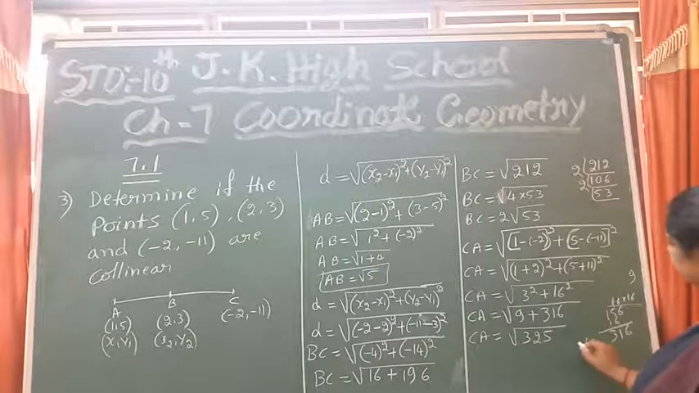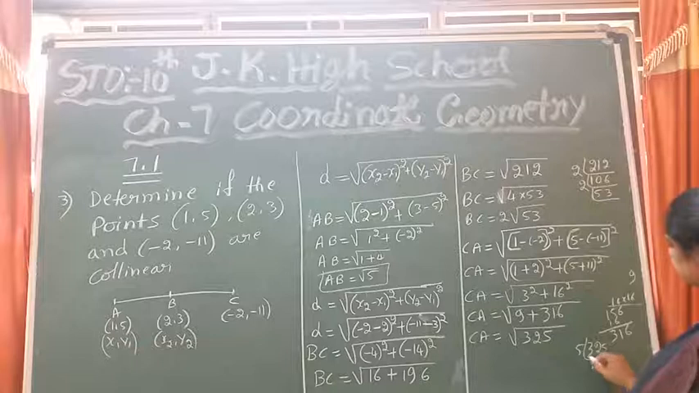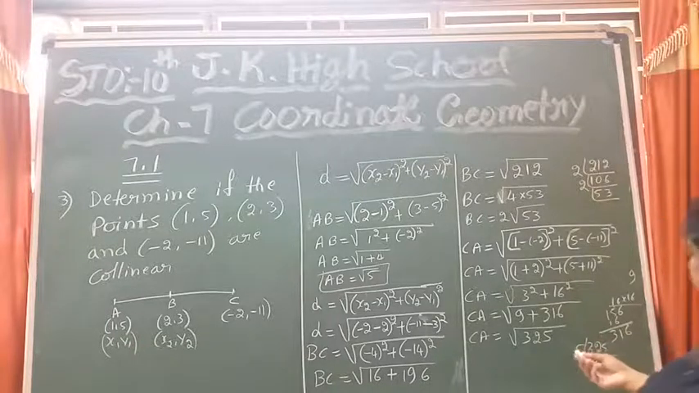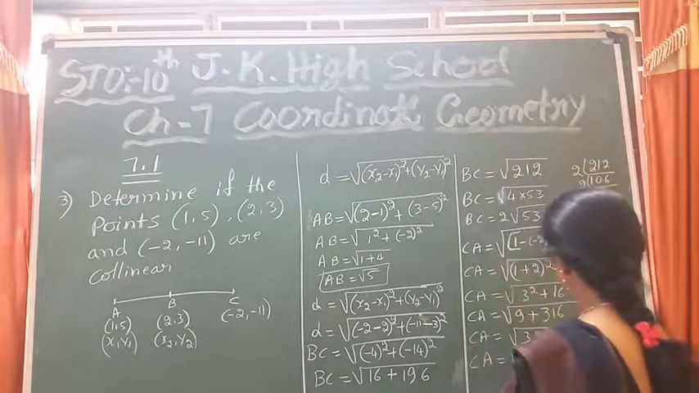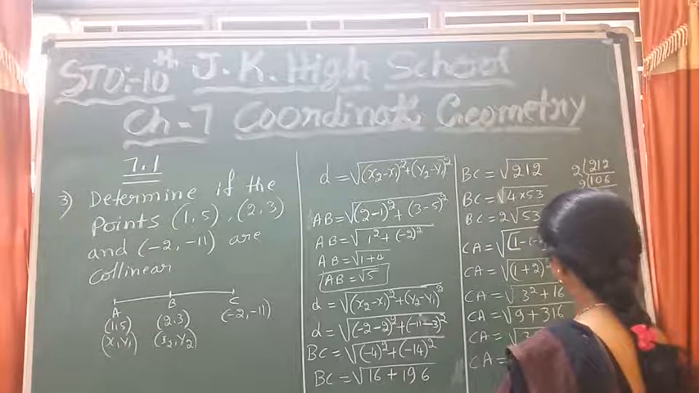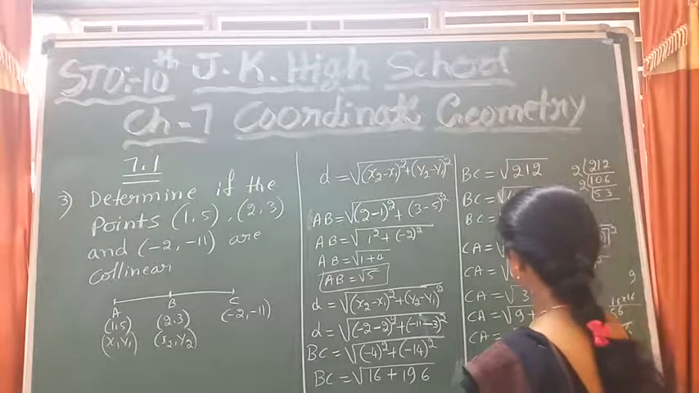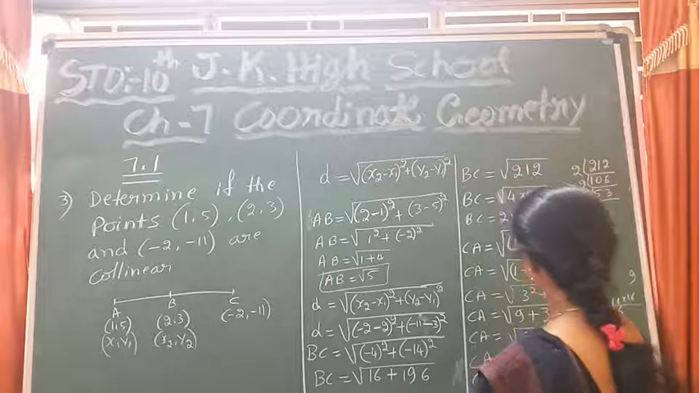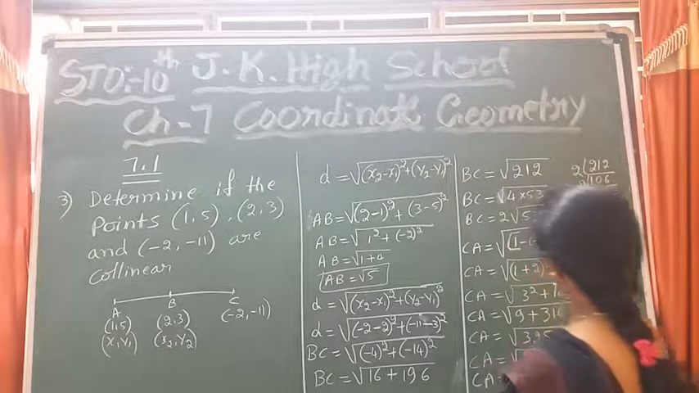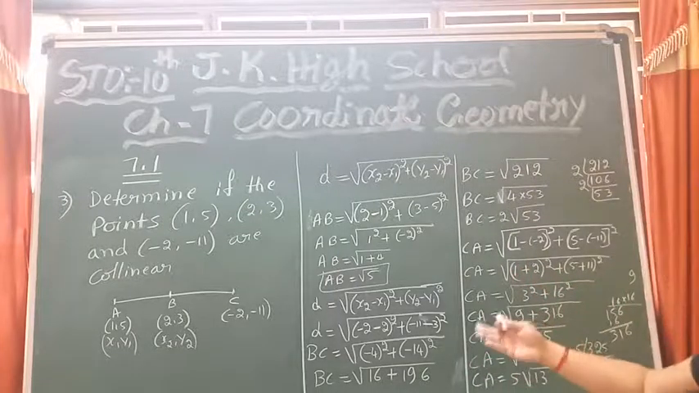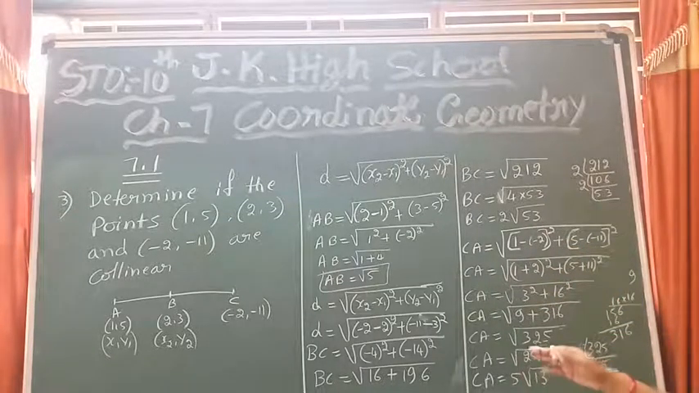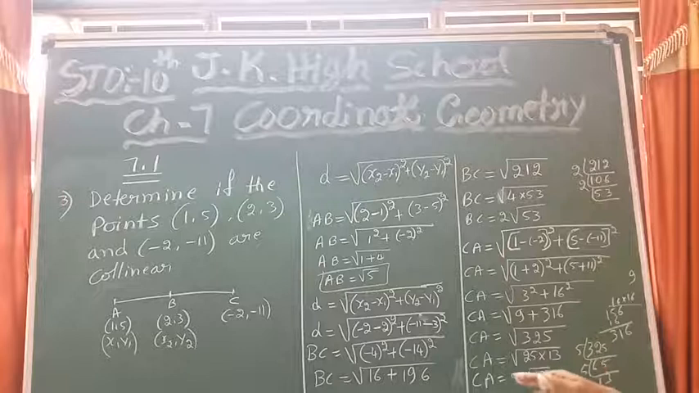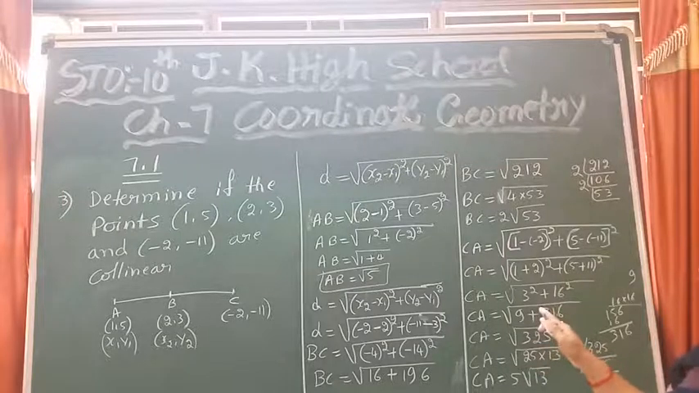325 you can factorize. 5 6s are 30, 5 5s are 25, 5 1s are 5, 5 3s are 15, 13 is a prime number. I can write this as CA measurement as 25 into 13. So now CA is equal to, I got 5 into root 13. See now if I add, sum of those two should be equal to 5 root 13. So whether I am going to get that or what, I will check. By comparing all these, I will come to know.